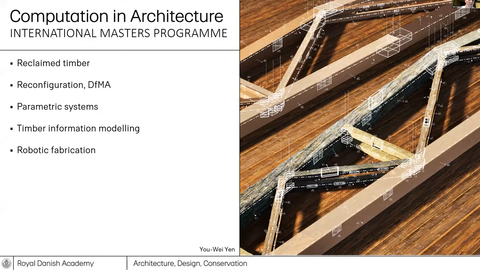There's a big focus at CETA also on reclaimed timber as a resource. We saw again earlier fallen trees or trees that are otherwise unsuitable for sawmilling being used in production, but there's also the rise of using construction waste or cutoffs, for example, like in the previous project, as a potential resource, especially as we want to limit the amount of impact we have on our forests. So that's becoming interesting. And then aspects such as reconfiguration, design for manufacture and assembly, parametric systems, timber information modeling, as I've been talking about, and then of course, robotic fabrication.